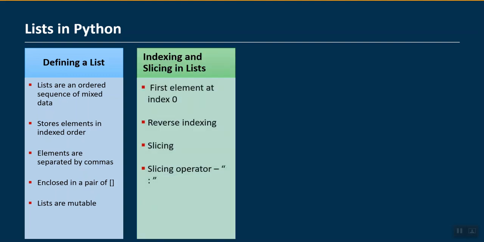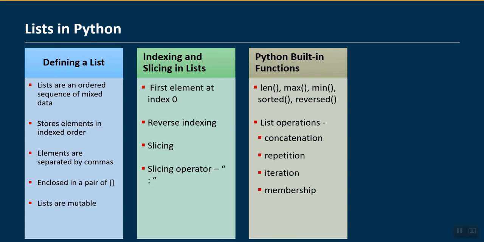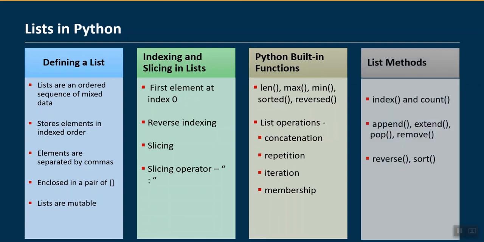Then we learned about indexing and slicing in lists. We saw various Python built-in functions like length, max, min, sorted, reversed, etc. We saw various list operations like concatenation, repetition, iteration, membership. We also learned some list methods like index, count, append, extend, pop, remove, reverse, and sort.